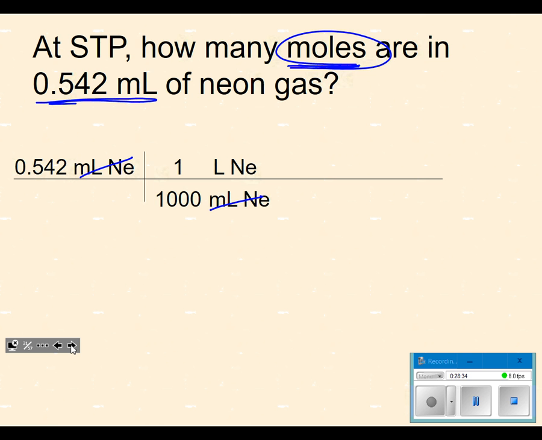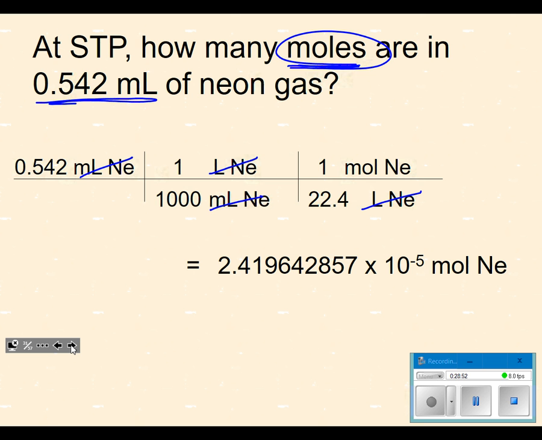Now I know that since the liters is on top, liters has to be on the bottom, and I know that I can relate liters and moles. I know for every 1 mole, there's 22.4 liters. So I'm going to be able to cancel out my liters, and I'll be able to multiply across the top, divide across the bottom, and I'll end up with this number. Well, I only had 3 significant digits in my original number. So 1, 2, 3. This is a 9, so that's going to cause this number to round up. So that'll be 2.42 times 10 to the negative 5th moles of Ne. Okay?